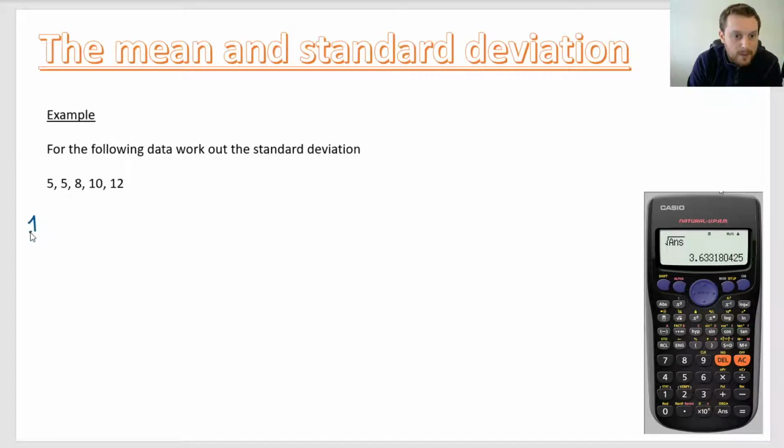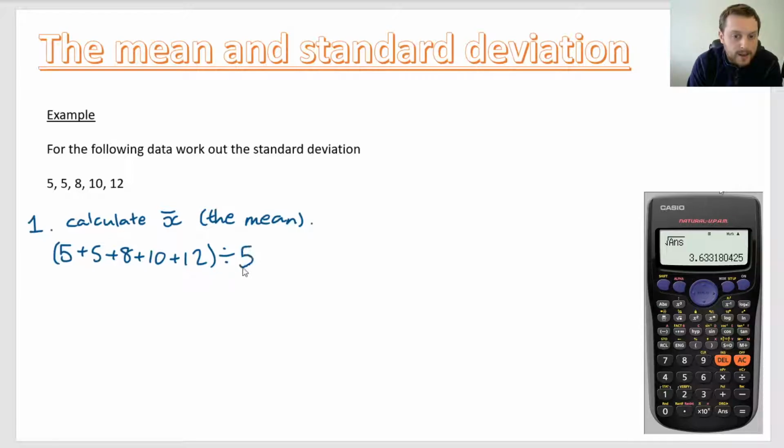Okay, so step 1, calculate x bar, which is the mean. So I'm going to do 5, add 5, add 8, add 10, add 12, and divide that by 5. So let's just do that. 5, add 5, add 8, add 10, add 12, divided by 5 is 8. So the mean is 8.